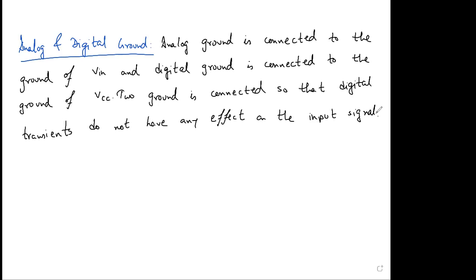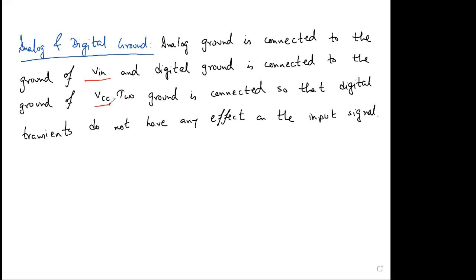So A ground means analog ground and D ground means digital ground. So we basically have two different grounds. One is analog ground, another is digital ground. The analog ground is actually the ground for the input signal or analog signal, which is V in, and digital ground is the ground for VCC, which, as we know, is connected to the plus 5 volt power supply to power up your chip, and sometimes it also acts as a reference voltage.